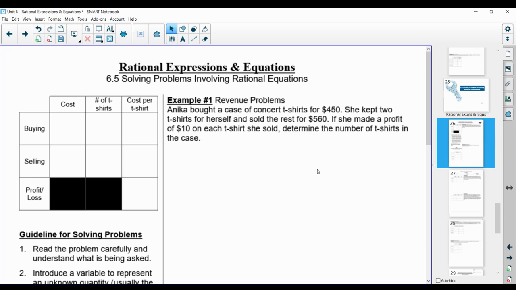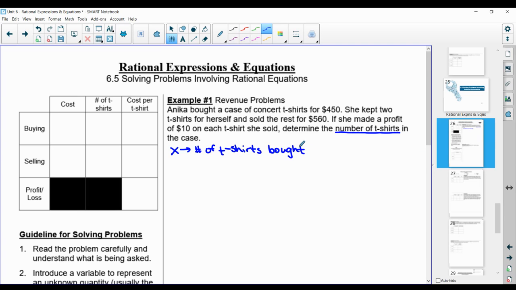All right, so I have set up a table again, but you could do this without a table as well. The first thing we have to do is figure out what information we're given and what we're actually looking for. First of all, it asks us to determine the number of t-shirts in the case. So this is what we're looking for. Number of t-shirts in the case. That would be the number of t-shirts that we bought. So I'm going to use X, and X is going to represent the number of t-shirts bought or purchased.